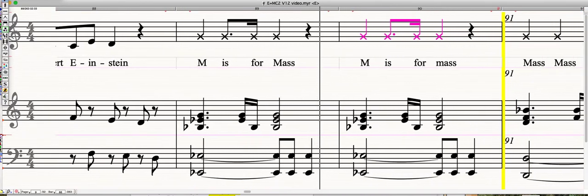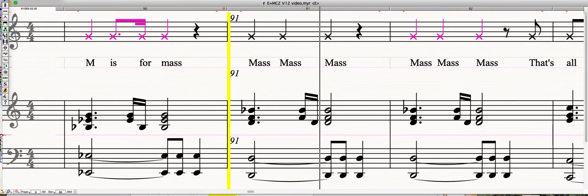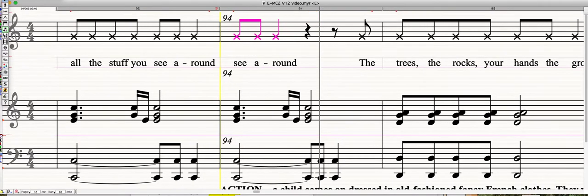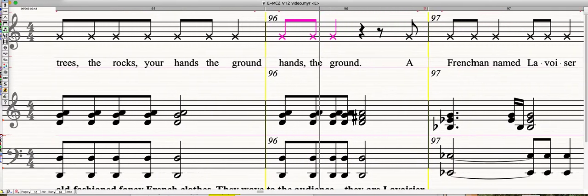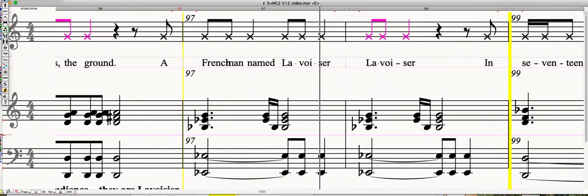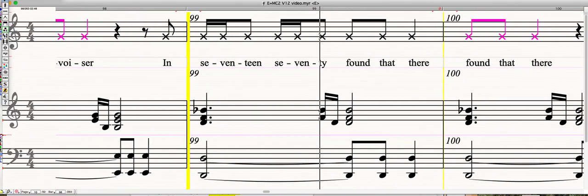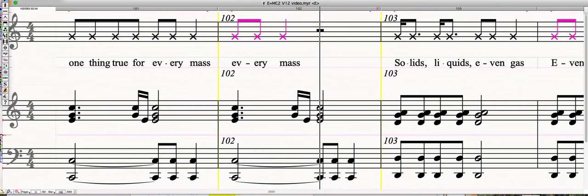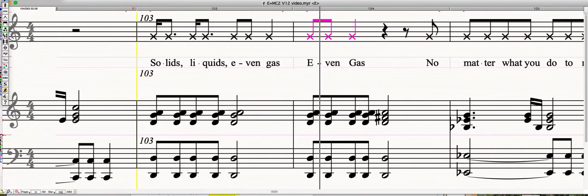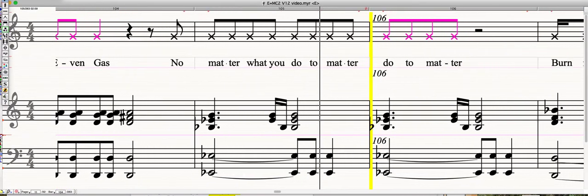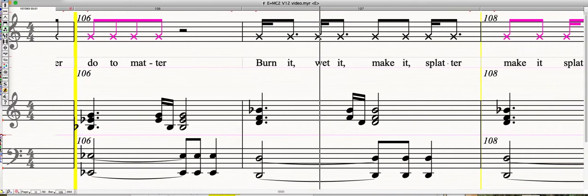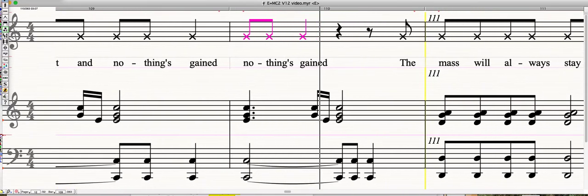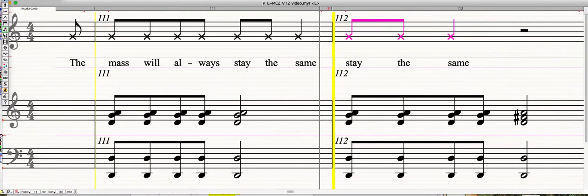M is for mass. Mass. That's all the stuff you see around. The trees, the rocks, your hands, the ground. A Frenchman named Lavoisier, in 1770, found that there was one thing true for every mass. Solids, liquids, even gas. No matter what you do to matter, burn it, wet it, make it splatter, nothing's lost and nothing's gained. The mass will always stay the same.